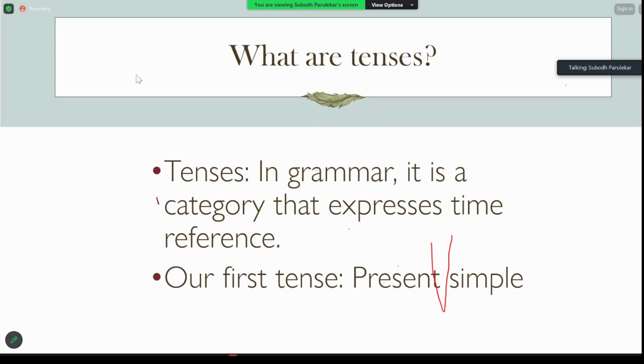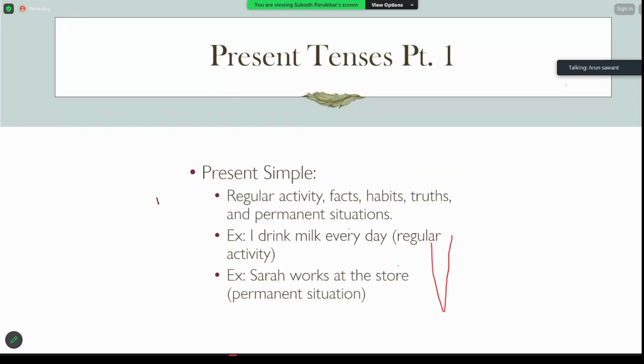So let's move on to that. Also, let me know if you have any questions in the chat. That'd be really helpful. Okay, this is our first tense, present simple tense. Some of you may know this, some of you may not know this. Wherever you are, it is completely fine.